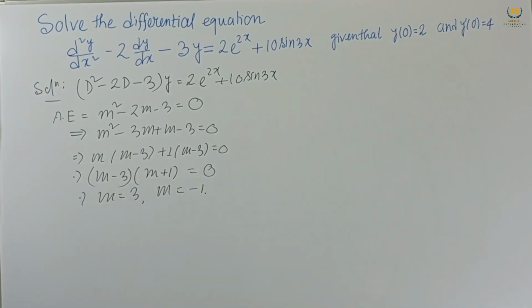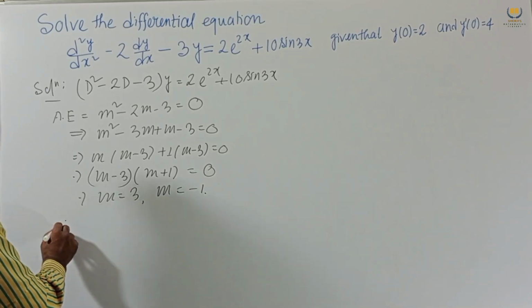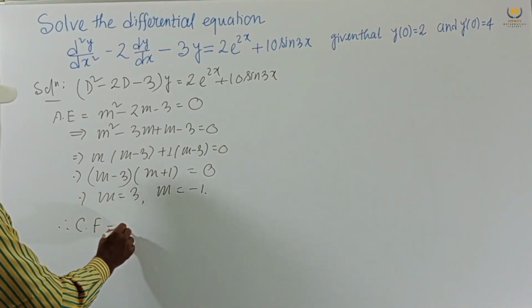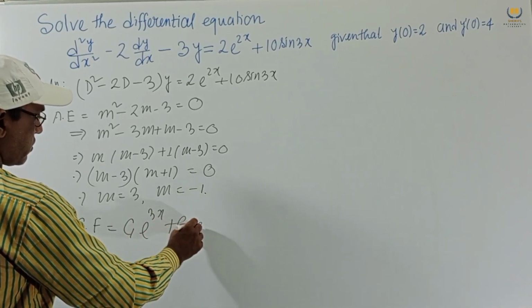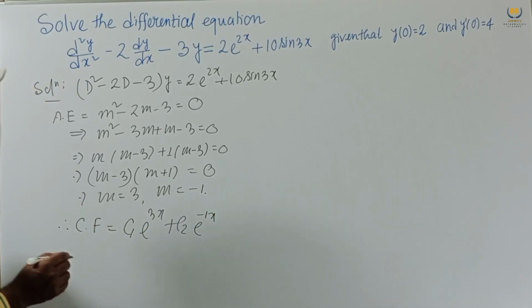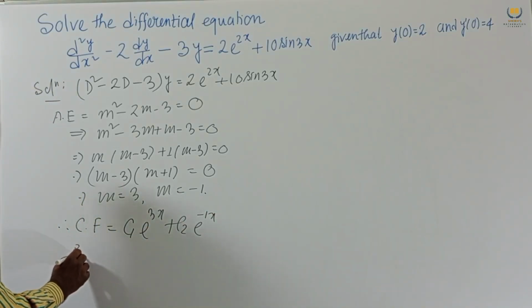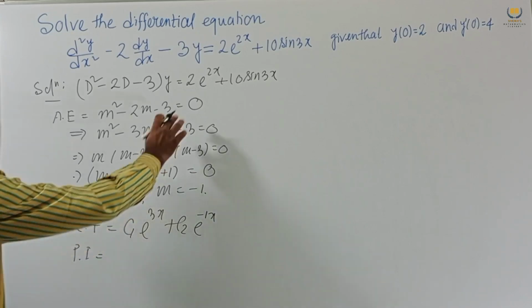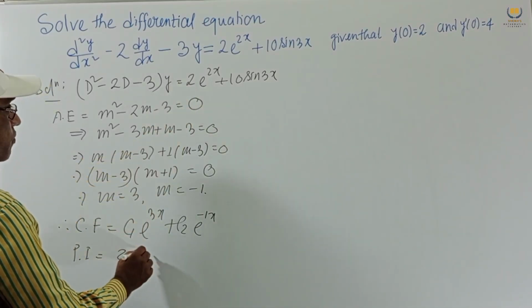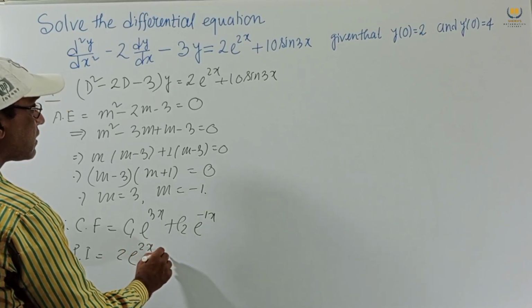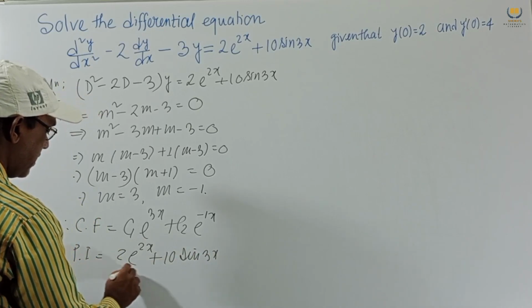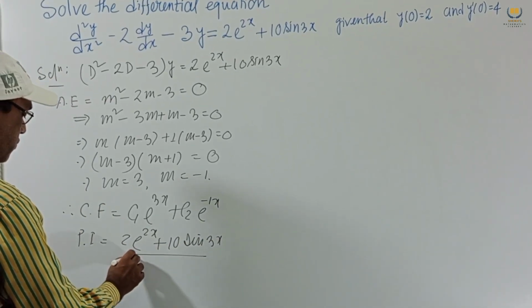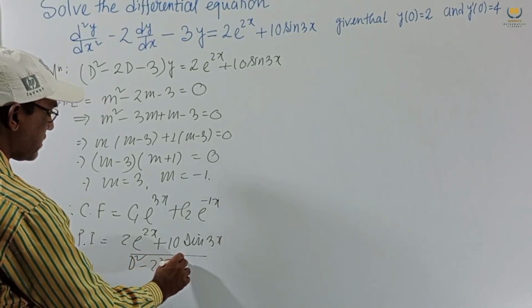So m equal to 3, m equal to minus 1. Therefore, the complementary function equal to c1 e to the power 3x plus c2 e to the power minus x. This is our complementary function. Now the particular integral. The particular integral equals the right hand side, 2 e to the power 2x plus 10 sin 3x, divided by D squared minus 2D minus 3.